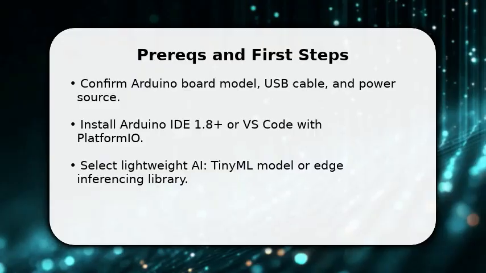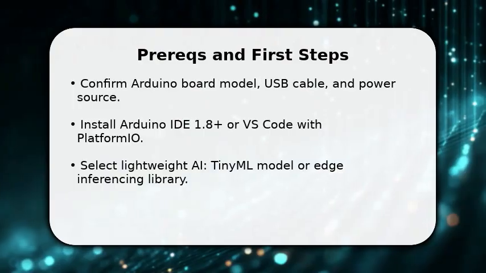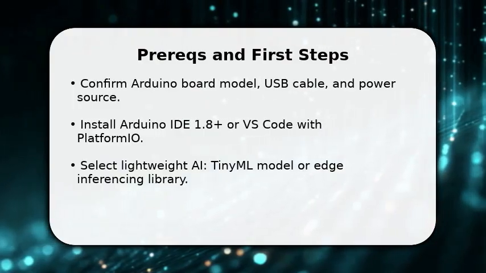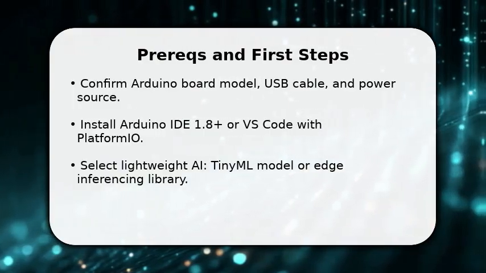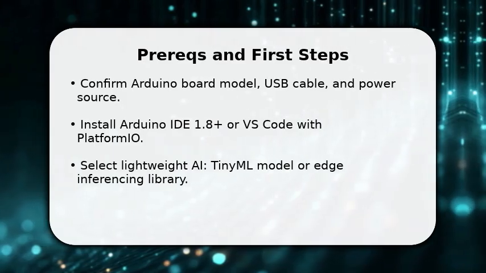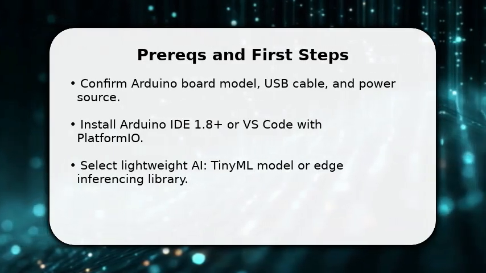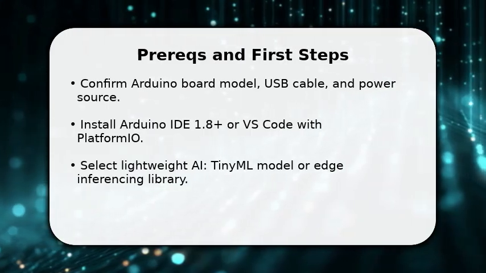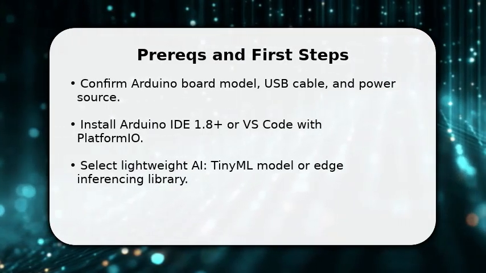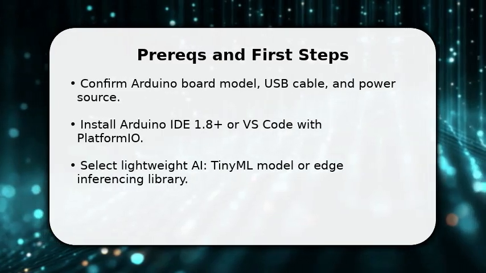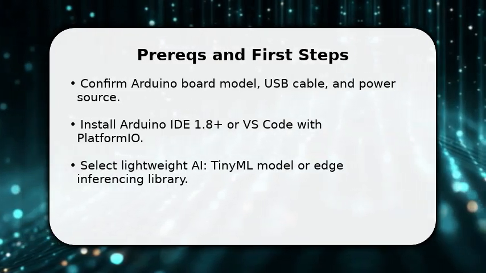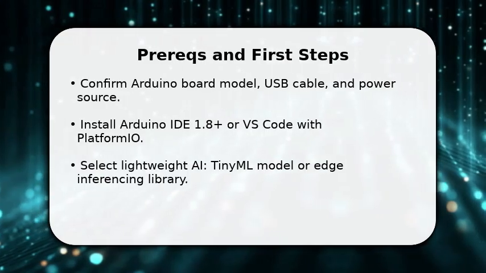Enjoy the video. You start by preparing what matters. Choose your Arduino board and verify it supports the RAM and flash your AI needs. Install the Arduino IDE or PlatformIO now and add board packages. Once done, pick a tiny ML model or convert a simple neural net to an Arduino-friendly format. You want a model under available memory.